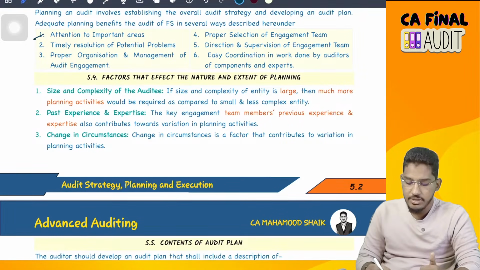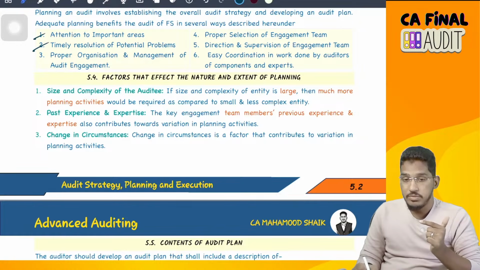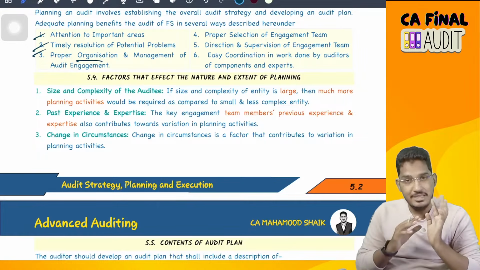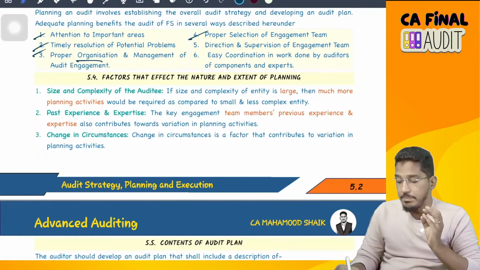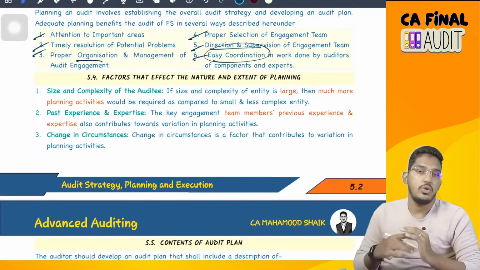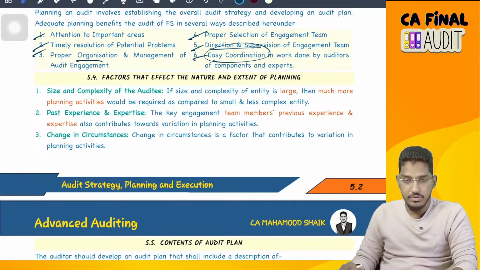So common sense points, you will get to know which areas to pay attention to, which areas require more attention, which areas require less attention. And if any problems arise, in a timely manner, you can resolve them. You can properly organize and manage your engagement team. You can better select your engagement team members. You can direct and supervise your engagement team, and it will promote coordination. If you do the planning, that will result in better coordination among the engagement team members.